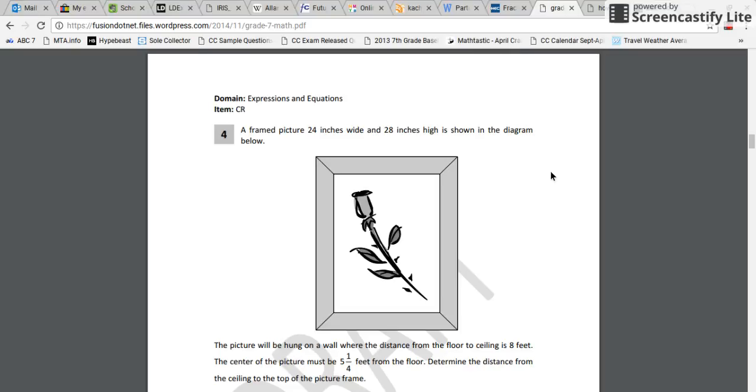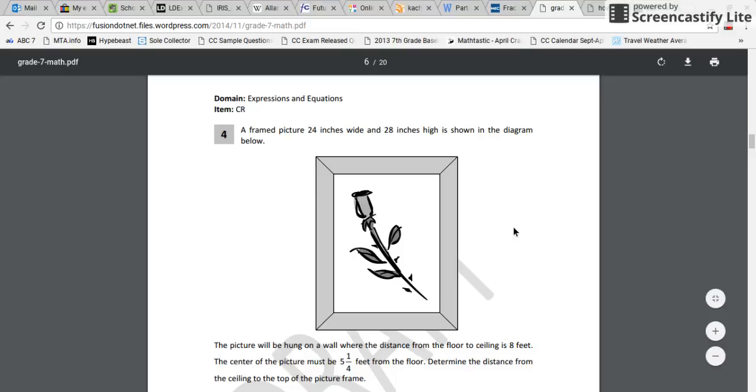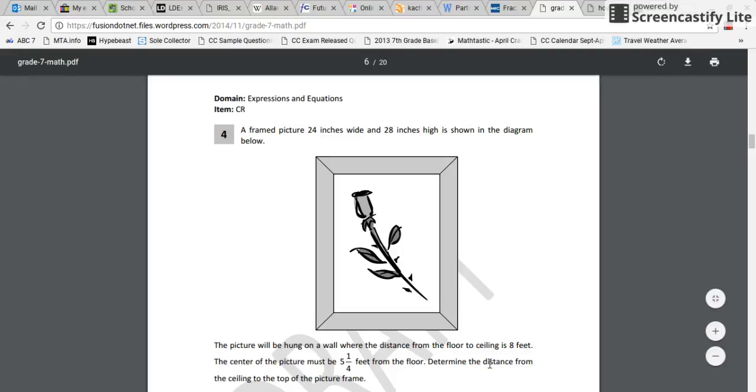Okay. For those of you who still can't crack this question, I'll give you a hint. Because the picture here is being hung on the wall, that means there's a ceiling and a floor. So imagine a picture that looks like this, and here you have the ceiling, and here you have the floor. It says the picture will be hung from floor to ceiling. So from ceiling to the floor, it's 8 feet. So make sure you label that. The center of this picture must be 5.25 feet from the floor. So again, label it: put a line here and a line on the floor, and in between, 5.25 feet.